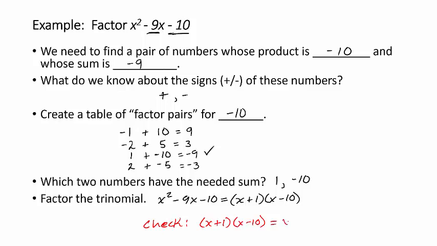X times x is x squared. X times negative 10 is minus 10x. 1 times x is x. And 1 times negative 10 is minus 10. So we have x squared. Negative 10x plus x is minus 9x. Minus 10. Indeed, it checks out.